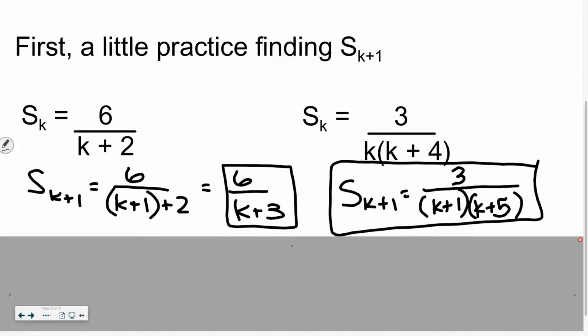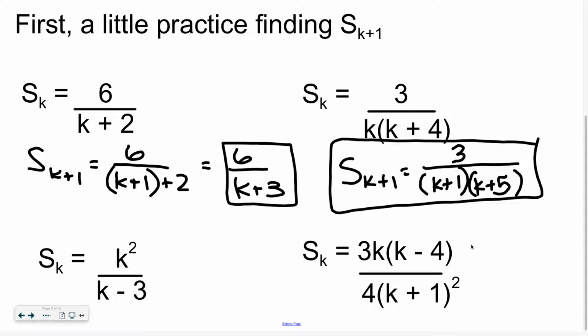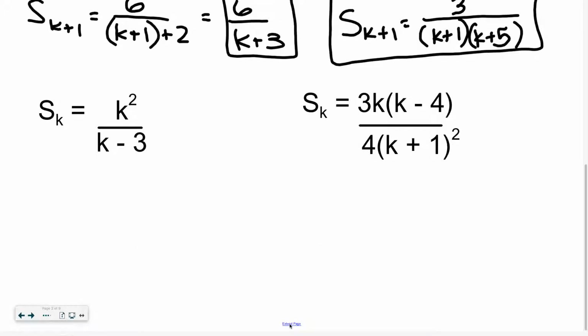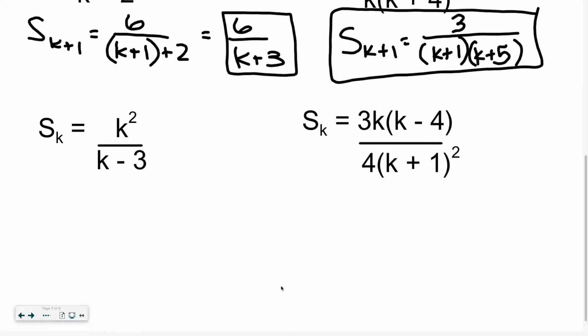So with your small group, see if you can get these two S sub k plus 1s for me. And notice I introduced exponents there. So remember my statement just now, you don't have to do the extra work. You don't actually have to square it. You just have to sub in your k plus 1. See what you can get for those. See if you agree with your people nearby.